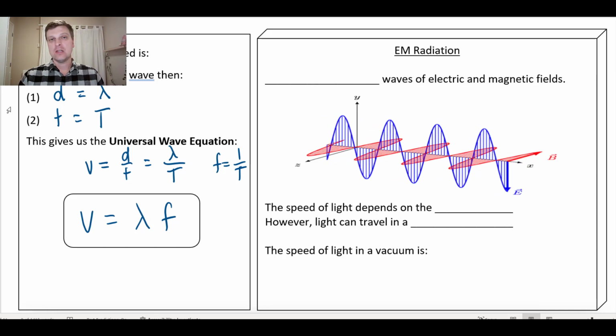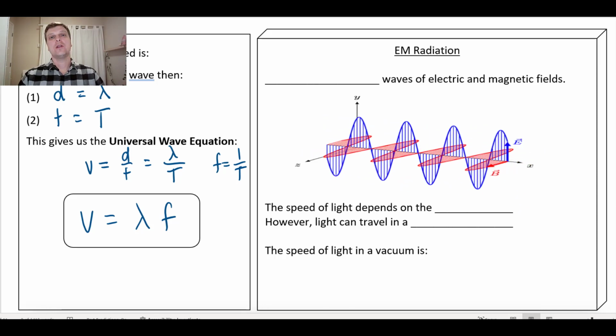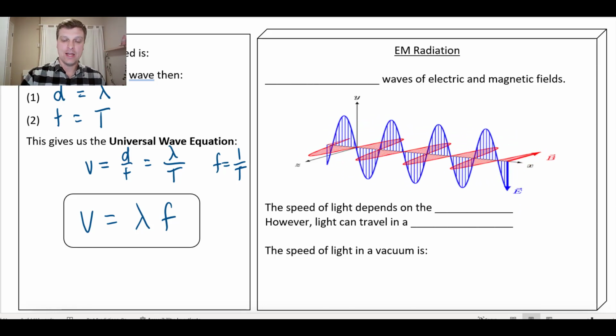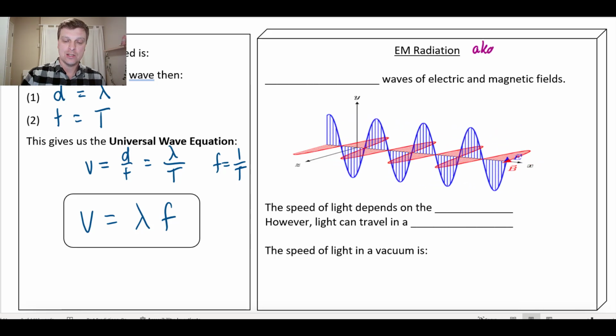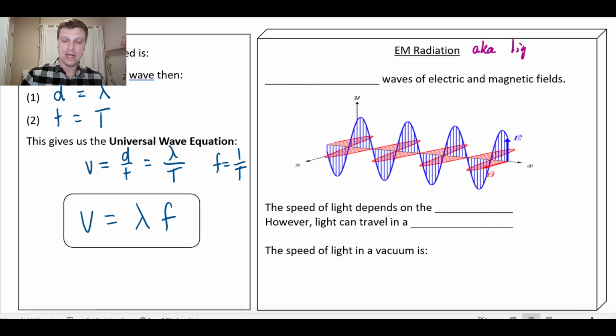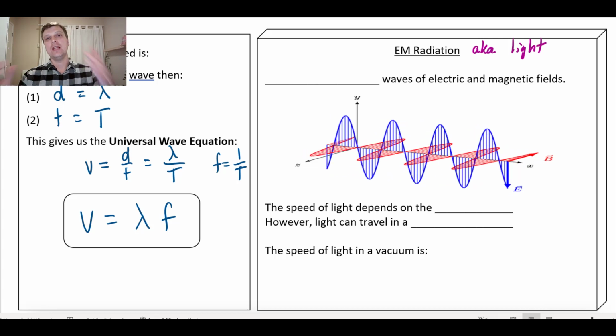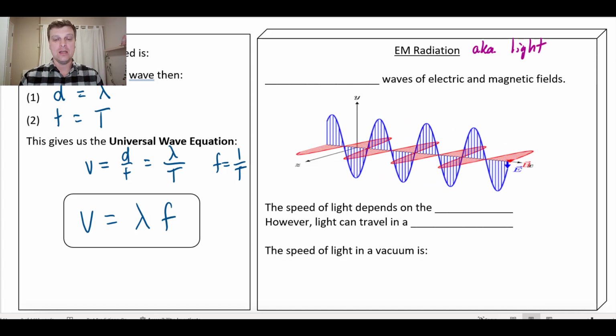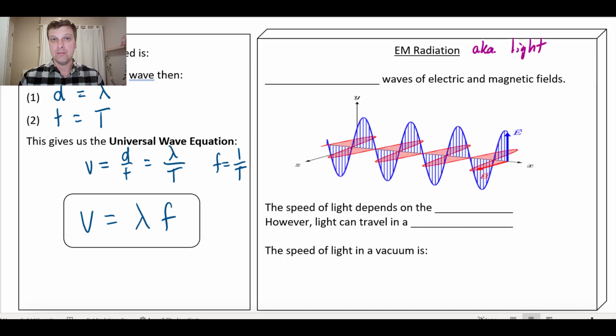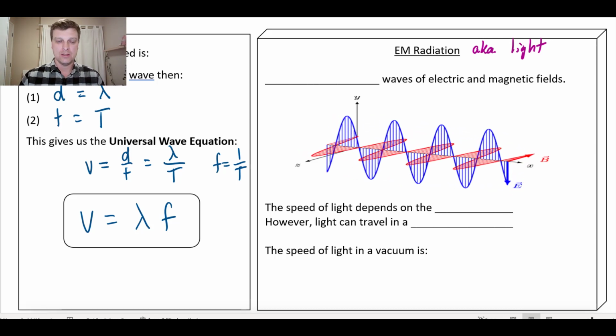This is going to be true for any wave. But let's talk about electromagnetic radiation, which is really just fancy talk for light. When we think of light, we are thinking about the light that we see, but of course, light comes in a bunch of varieties that we don't get to experience in that way.